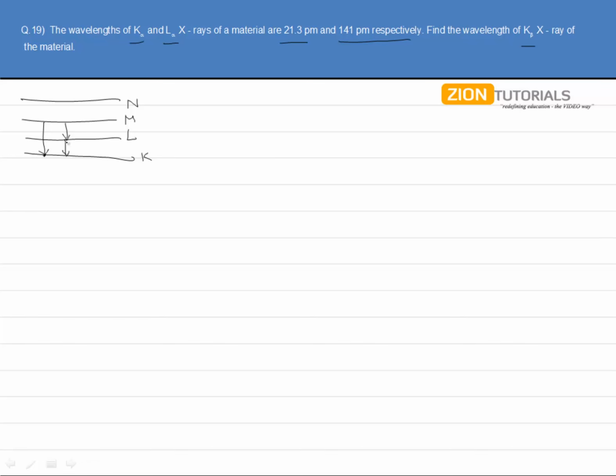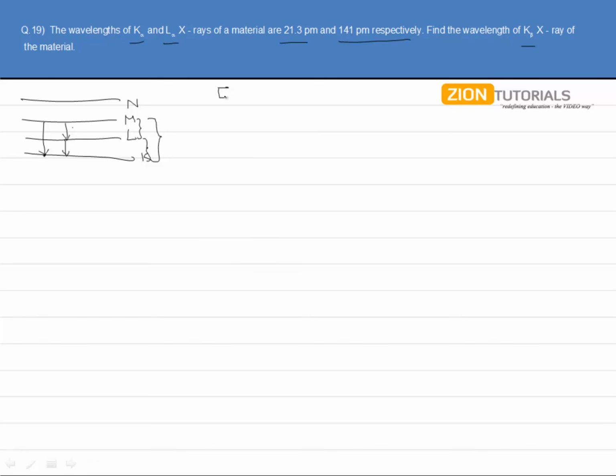So it's quite simple. You can find the energy difference between these two by these two wavelengths separately, and then you can add both of these to get the energy of this whole transition. And simply you can find the wavelength corresponding to this second transition. So proceeding in the same manner, we have been given lambda 1 as 21.3 picometer.